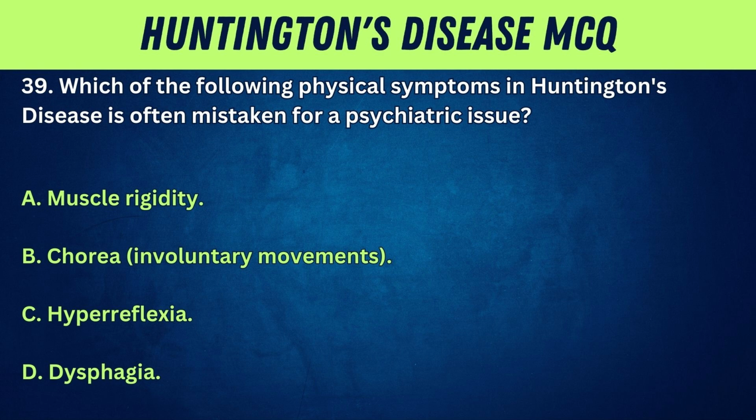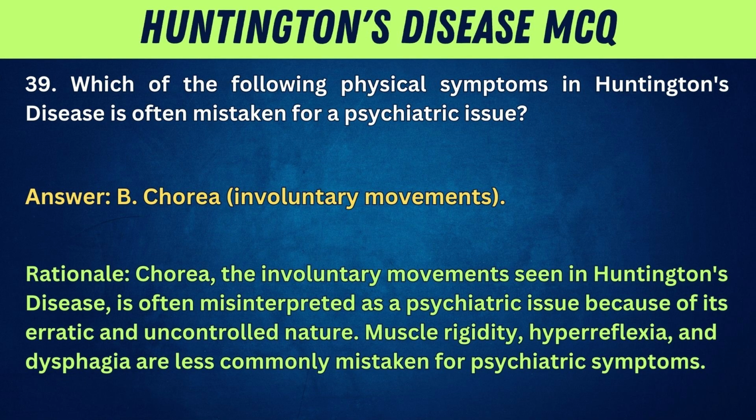39. Which of the following physical symptoms in Huntington's disease is often mistaken for a psychiatric issue? A. Muscle rigidity. B. Chorea, involuntary movements. C. Hyperreflexia. D. Dysphagia. Answer: B. Chorea, involuntary movements. Rationale: chorea, the involuntary movements seen in Huntington's disease, is often misinterpreted as a psychiatric issue because of its erratic and uncontrolled nature. Muscle rigidity, hyperreflexia, and dysphagia are less commonly mistaken for psychiatric symptoms.